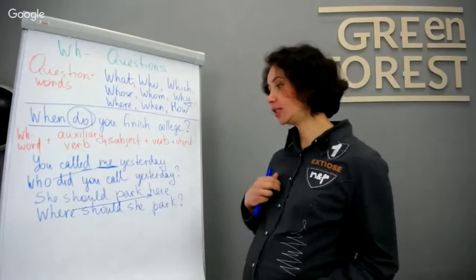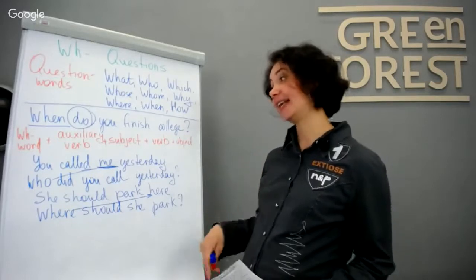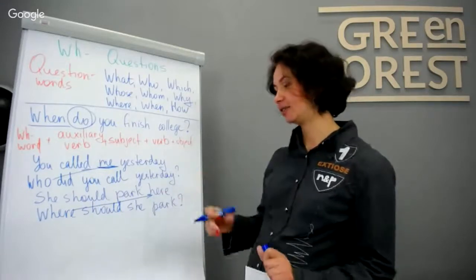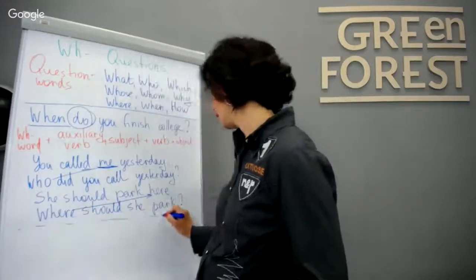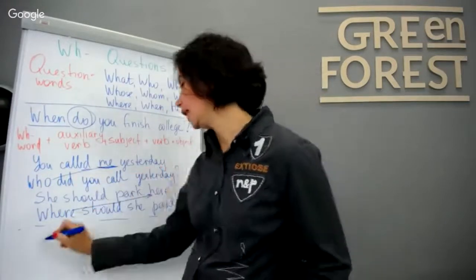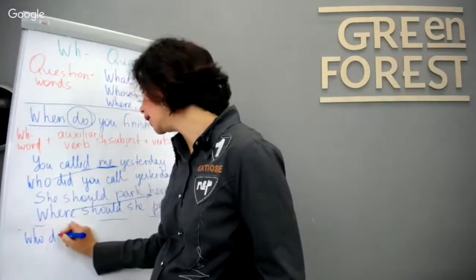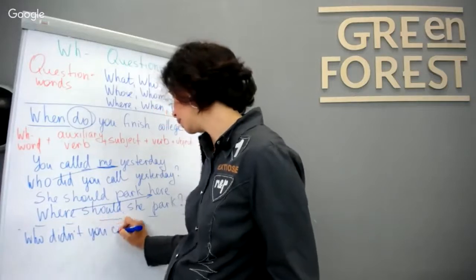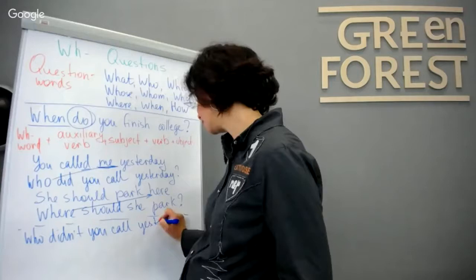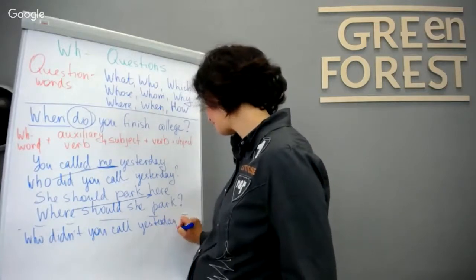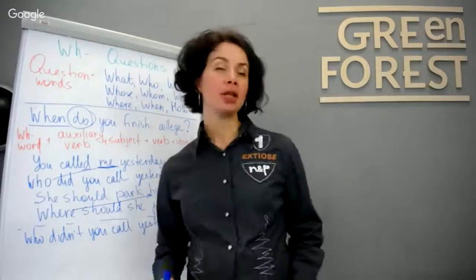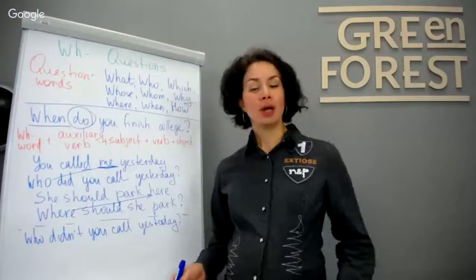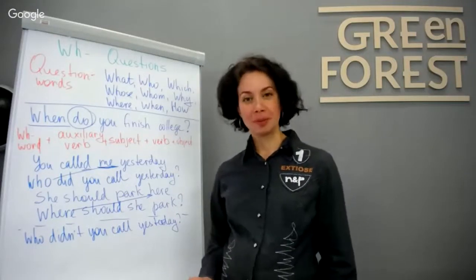I want you also to pay attention that sometimes we can create negative WH questions. I will take the same examples and I will create negative examples like this. Who did you call yesterday? To create a negative question, we say, who didn't you call yesterday? This is a nice question. It even has more emphasis, like, who didn't you call yesterday? And we say, oh, I forgot to call a couple of people to inform them about my party.